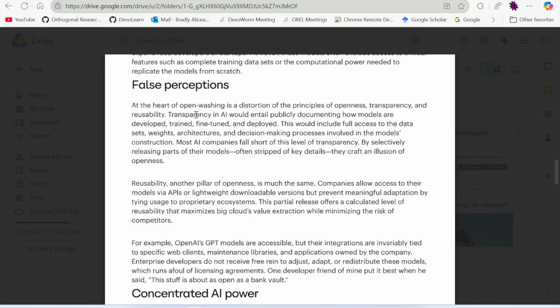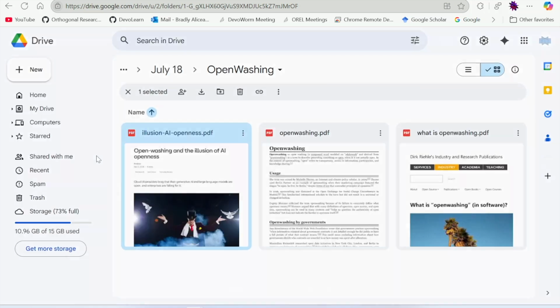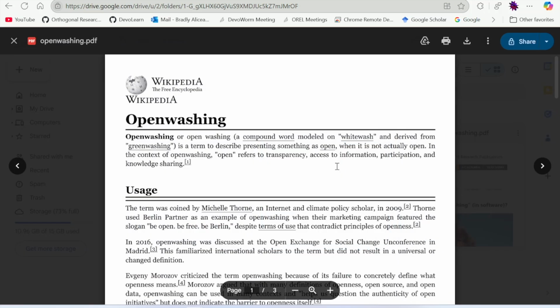I think reusability is also an important aspect because you want something that's interpretable, you want something that's repeatable, and something we can use again and again and know why we're getting the result we're getting. So that's this article, and you can read more about it. I wanted to move on to this Wikipedia definition of open washing, just to ground us in a common definition.